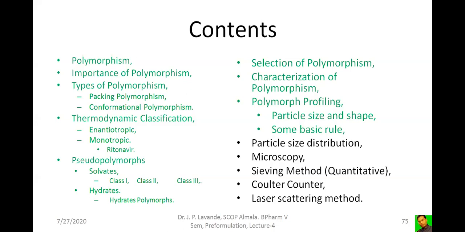Now, the next property is the particle size, particle shape, its distribution, its significance, and how the particle size can be determined, how the particle size can be characterized by different methods, like say the microscopy, sieving method, Coulter counter, and the laser scattering method. The laser scattering method is also called the DLS method, dynamic light scattering.